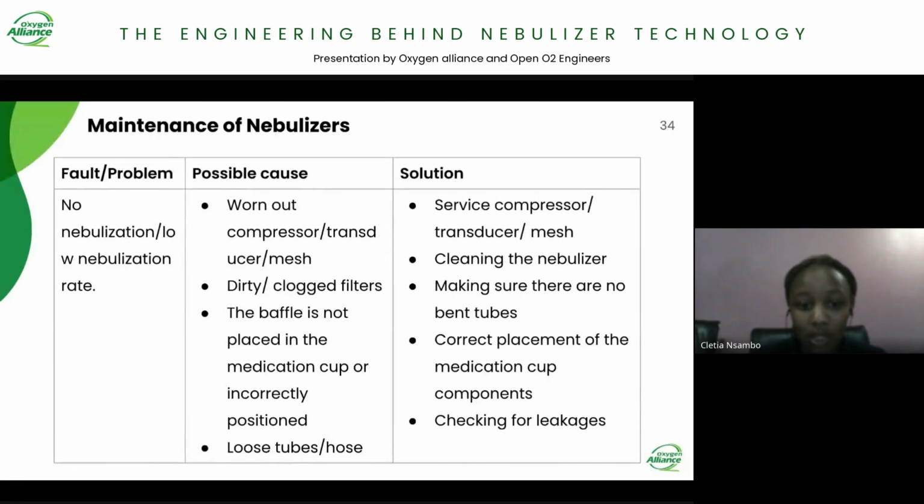And you might have loose tubes or the hose might be loose. So this will affect the general performance of your nebulizer, since the pressure would be low or you have leakages. So this will affect the delivery or the performance of the nebulizer. For this, you just need to check the leakages. To check the leakages, you can use soapy water.